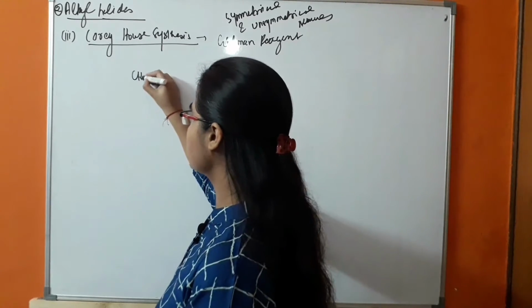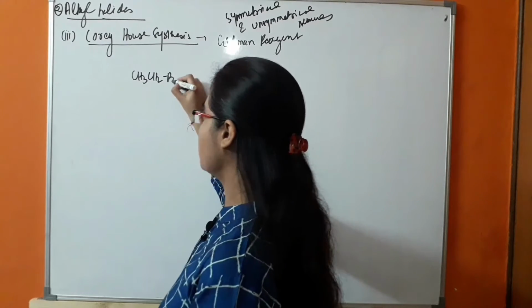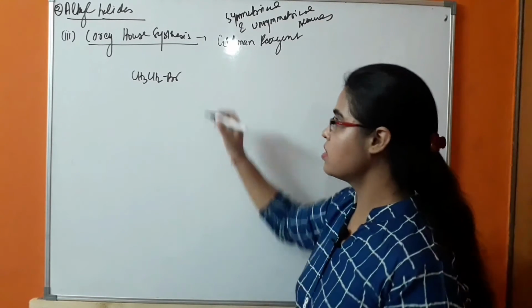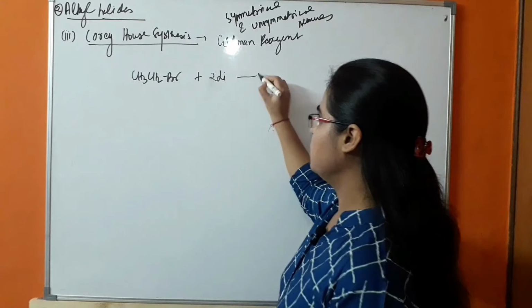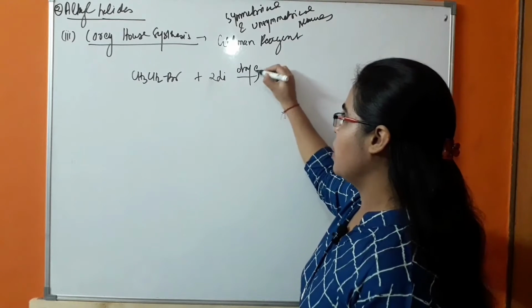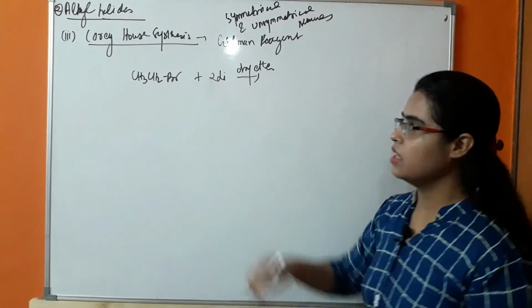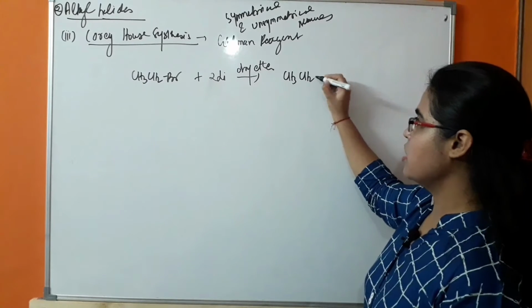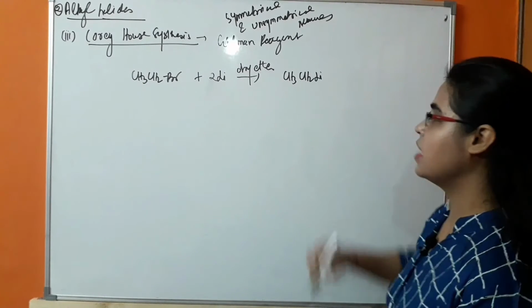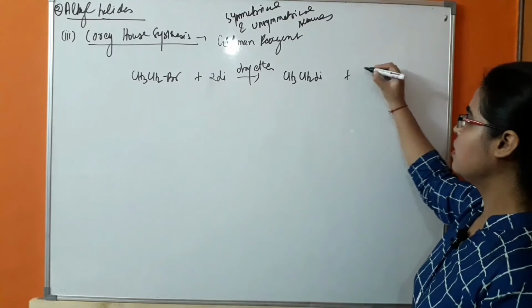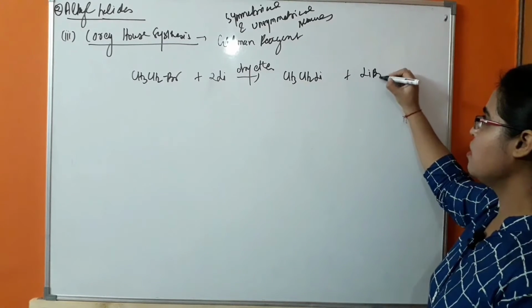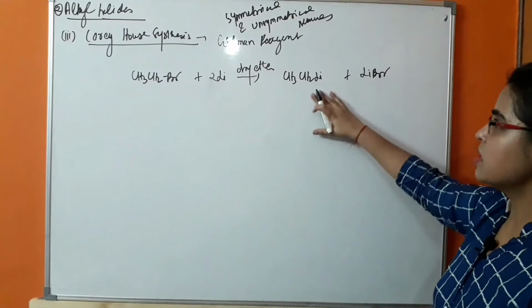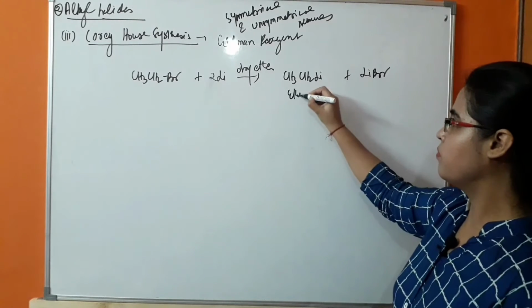So first of all, alkyl halide, generally bromides and iodides, react with lithium in the presence of dry ether. Then there will be a formation of CH3CH2Li and byproduct LiBr. Okay, this is ethyl lithium.